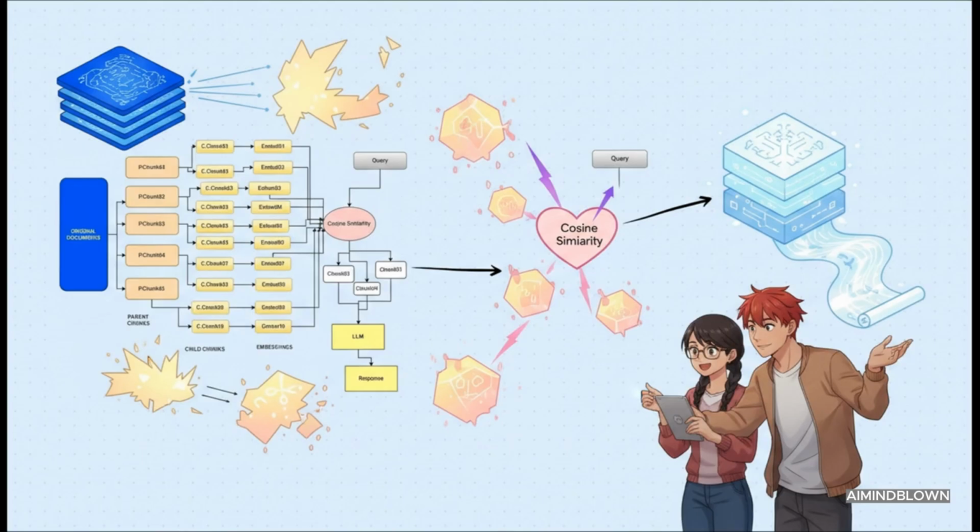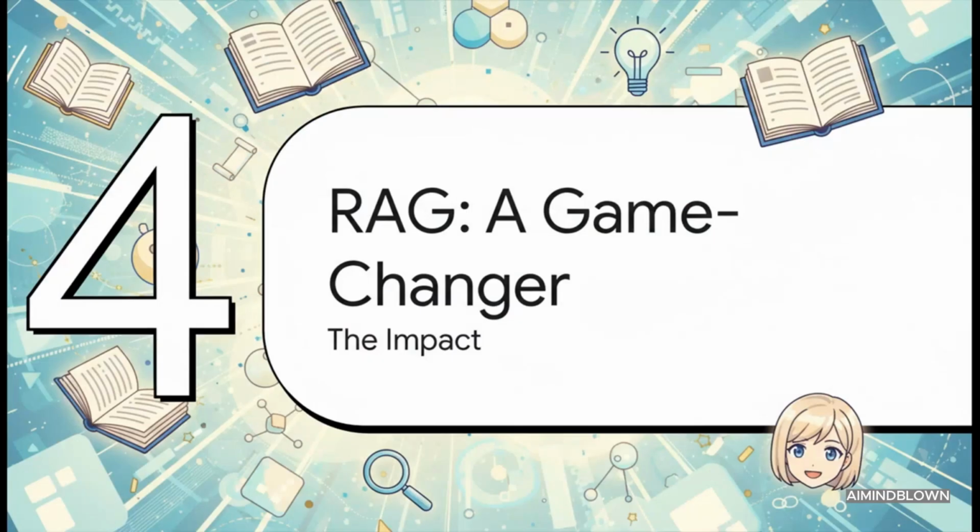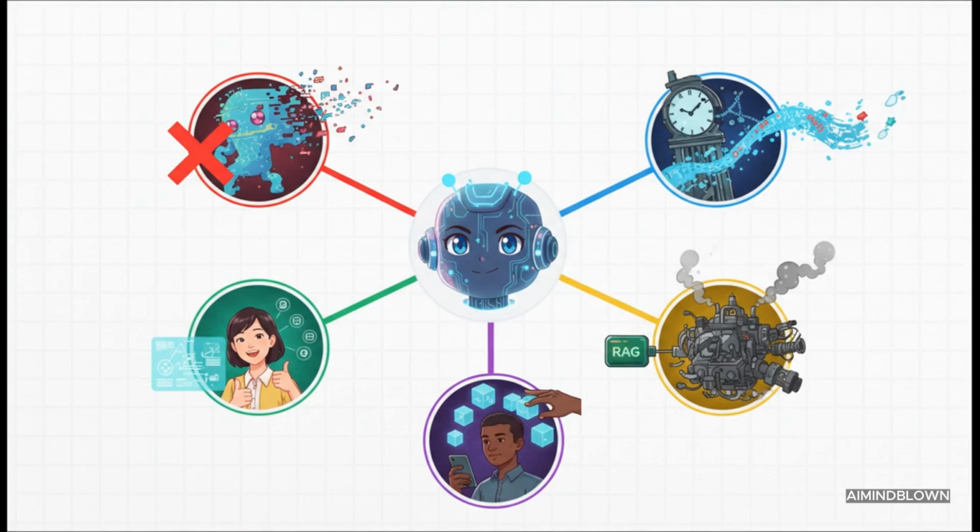So, okay, we've seen how it works, but why does this matter so much? Well, the impact here is truly transformative for how we're going to use AI. The benefits are just huge. By grounding answers in real data, RAG slashes those hallucinations. It gives the AI access to real-time info, so it's not stuck in the past. It builds trust because the AI can actually show its work and cite its sources.